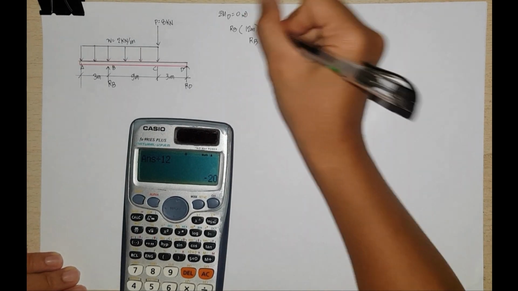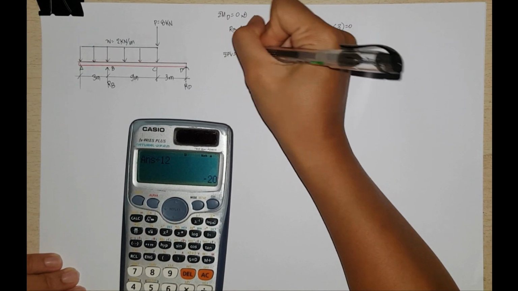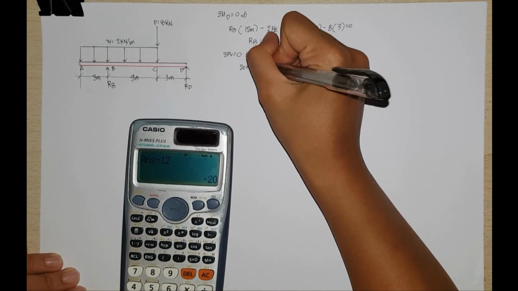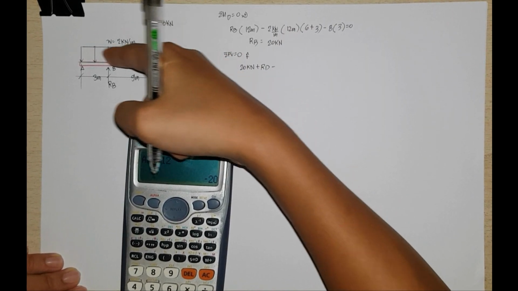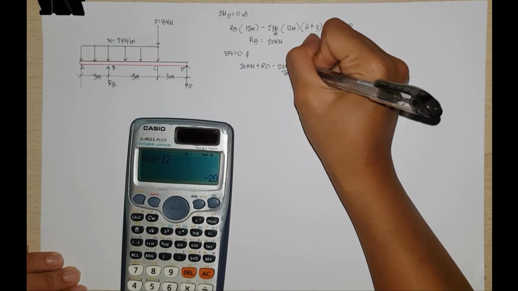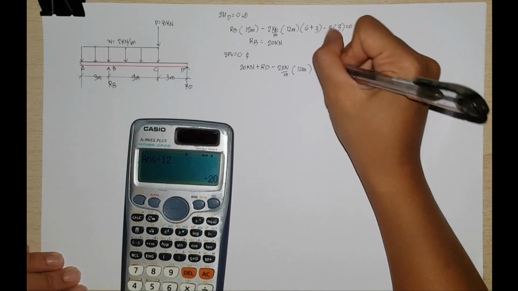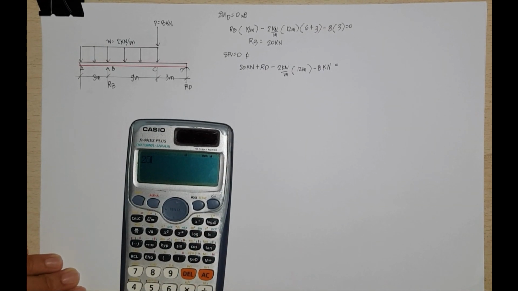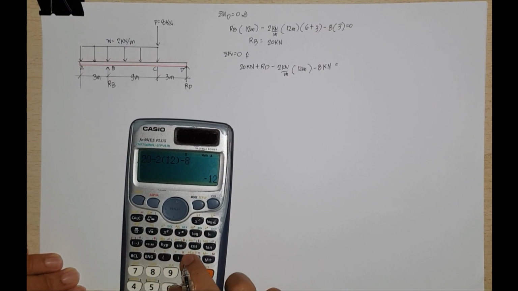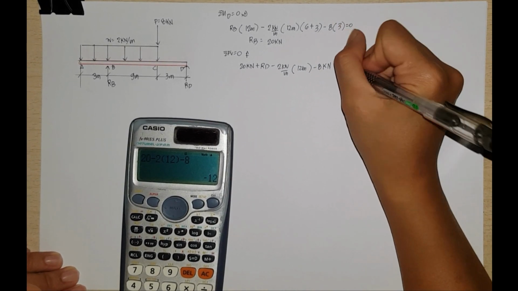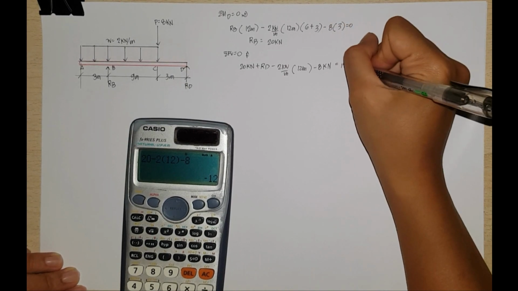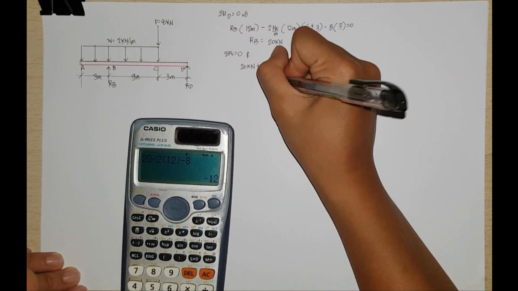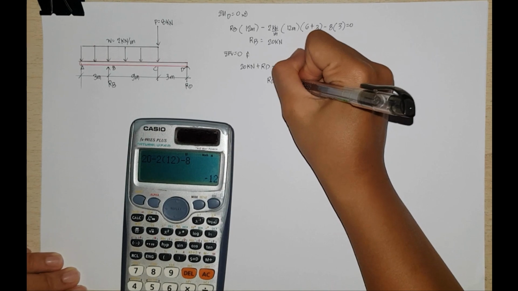And then, summation of forces vertical is equal to 0, upward positive. So, we have yung RB natin, which is 20 kN plus RD minus uniformly distributed load of 2 kN per meter multiplied by the length, 12 meters, minus 8 kN. Therefore, the reaction at D is equal to 20 minus 2. So, transpose natin. So, it is equal to 12 kN. So, sorry. So, this is 0. Therefore, reaction at D is equal to 12 kN.